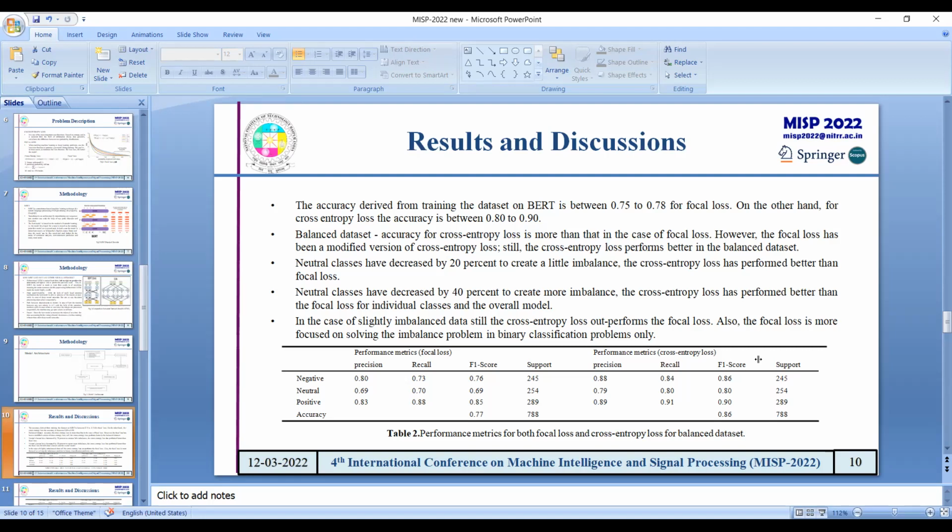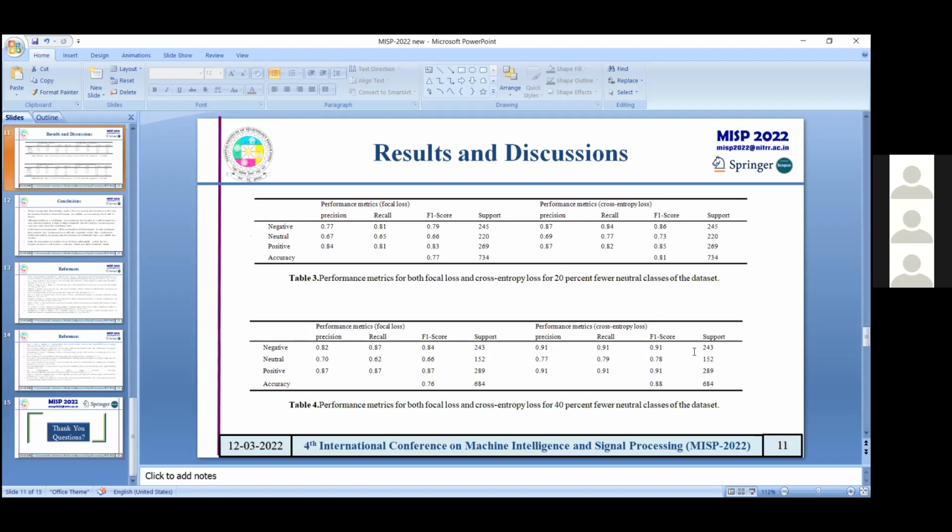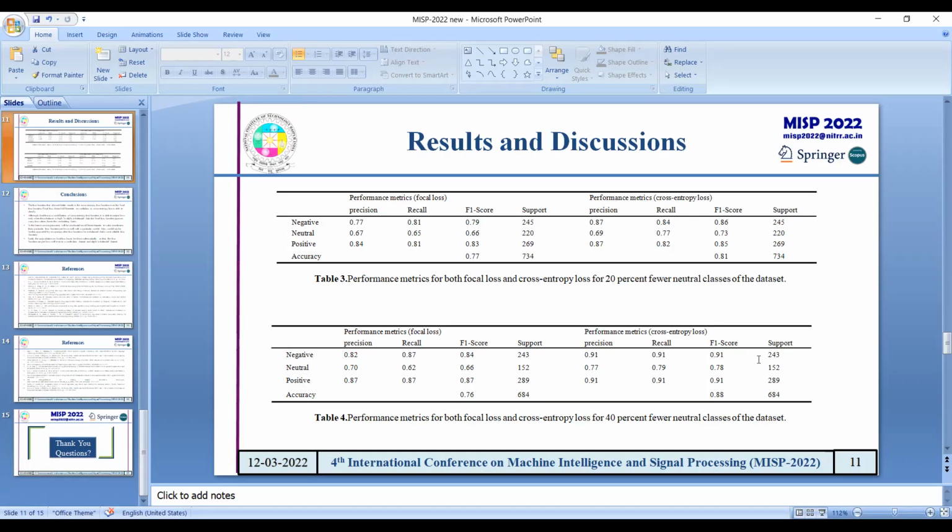As we can see in table 2, the performance metrics for both focal loss and cross entropy loss for a balanced data set are given. And here are the two tables for the performance metrics, also for both focal loss and cross entropy loss, for 20% and 40% fewer neutral classes in the dataset.